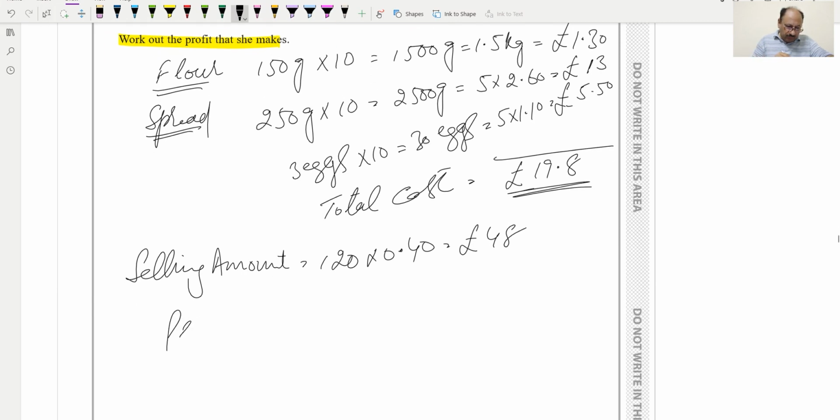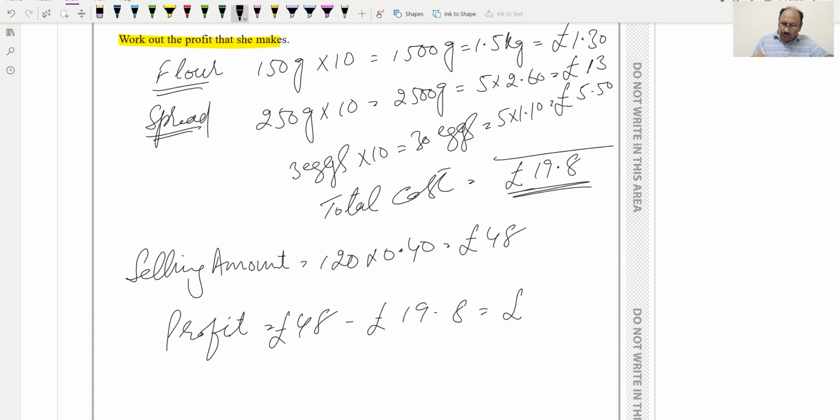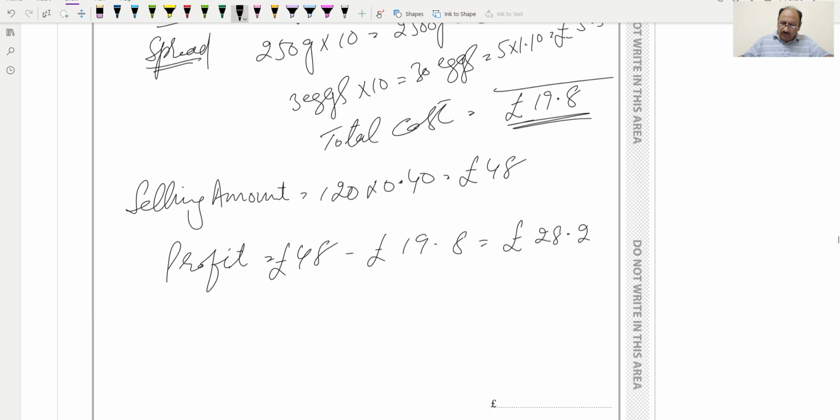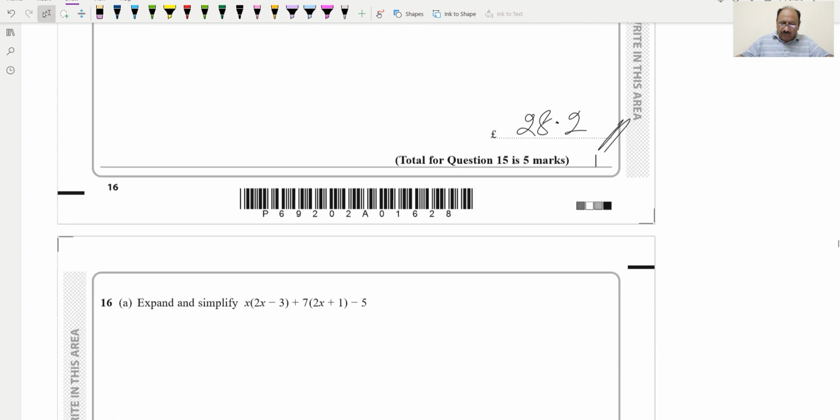So profit will be equal to 48 pounds minus 19.8, and 48 minus 19.8 will be equal to 28.2 pounds. This will be our answer, 28.2 pounds. This will be the final answer for 5 marks.